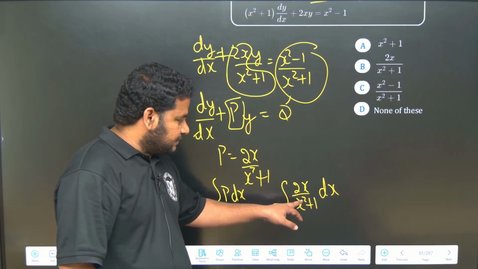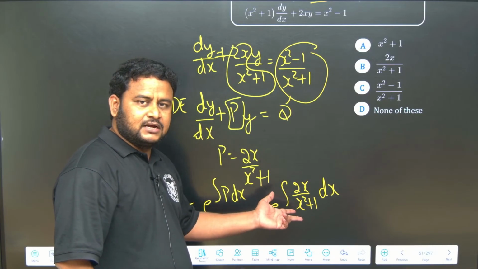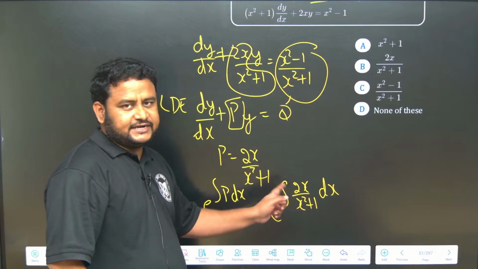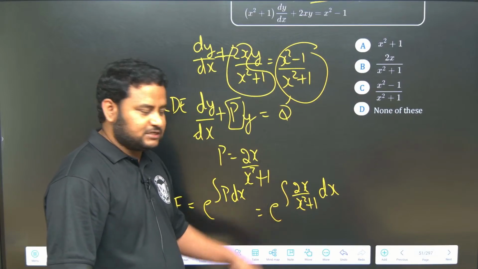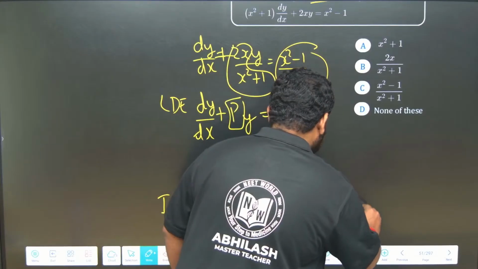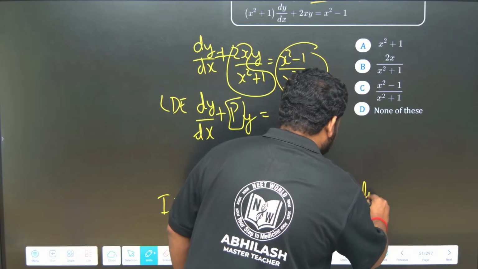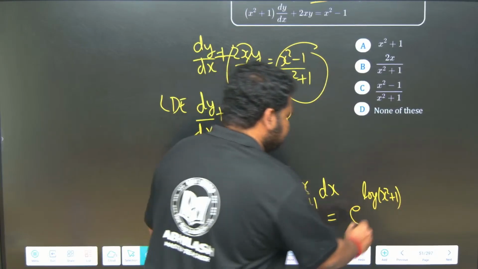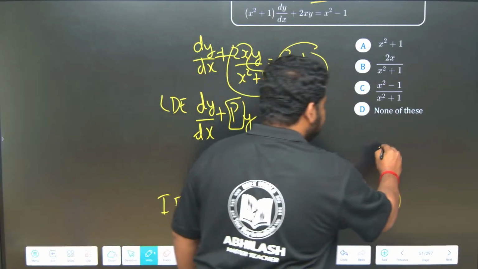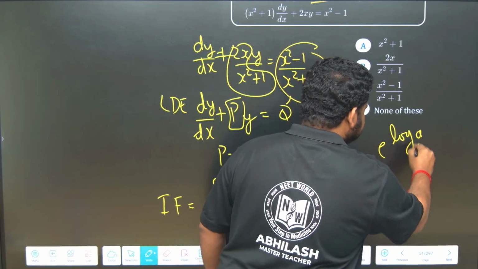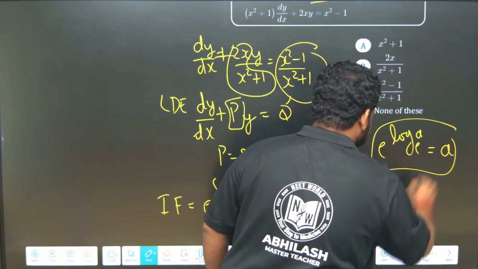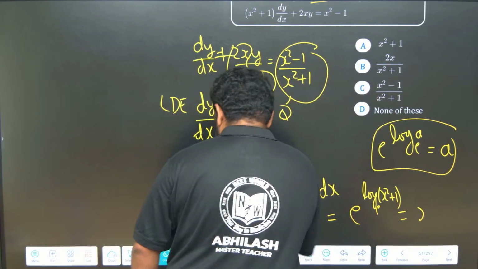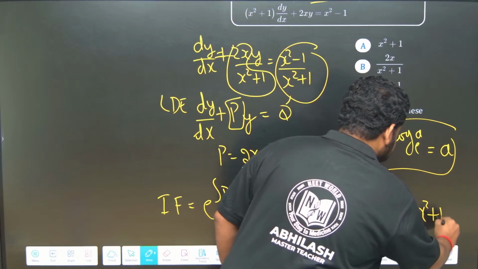If I put x square plus 1 equal to t, differentiating gives 2x dx equals dt, so this is the integral of 1 by t dt, which is log t. t is x square plus 1, so we get e to the power of log of x square plus 1 to the base e. We know that e power log a to the base e is equal to a, so this gives x square plus 1. So what is the answer to this question? The integrating factor is x square plus 1.